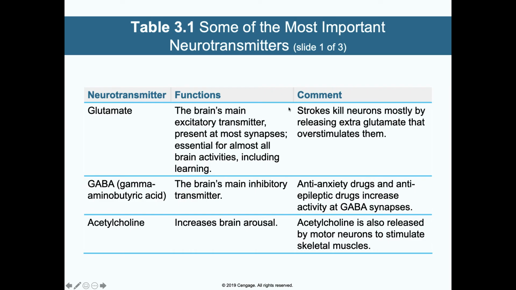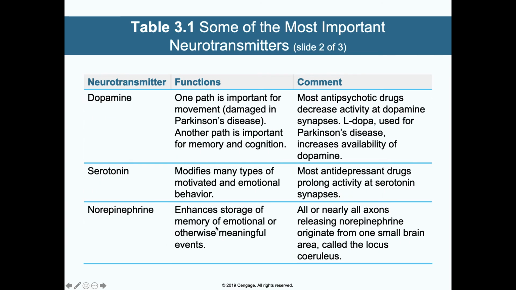Okay, so these neurotransmitters are always responsible for a number of things that are going on in the brain. Okay, we have a GABA neurotransmitter, which inhibits things, and then we have acetylcholine, which increases brain arousal, okay? Then we have a few other neurotransmitters. These are the ones I think you probably have heard of.